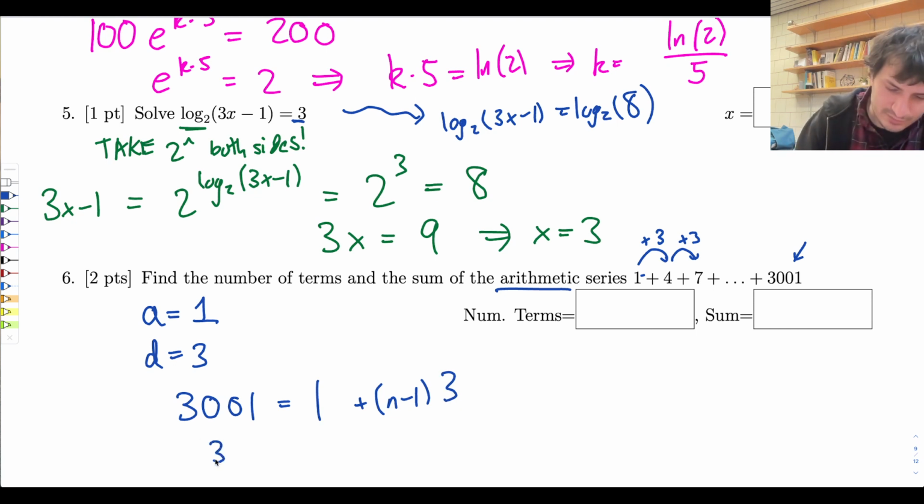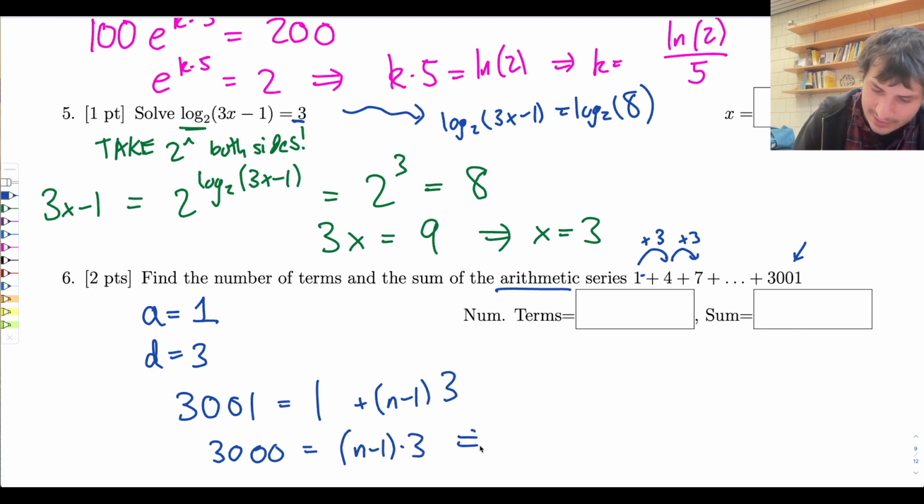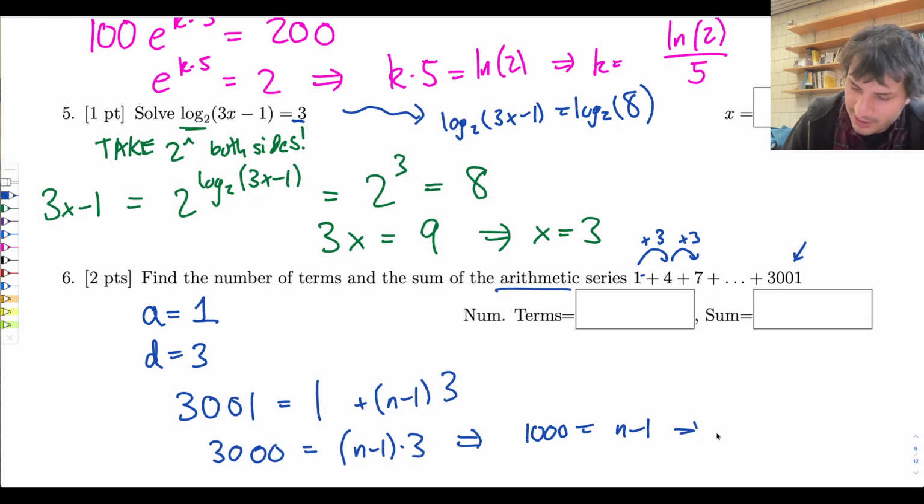Let's subtract 1 from both sides. 3000 equals n minus 1 times 3. And therefore, 1000 equals n minus 1. And if 1000 equals n minus 1, then n equals 1001. So that is the correct answer over here.